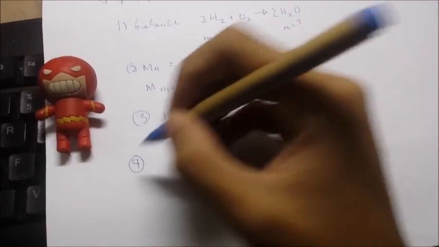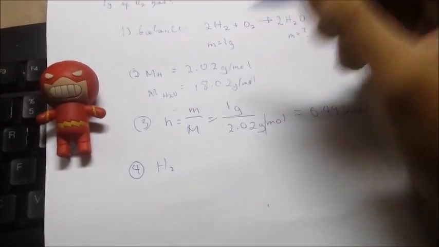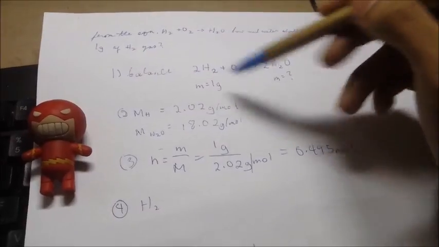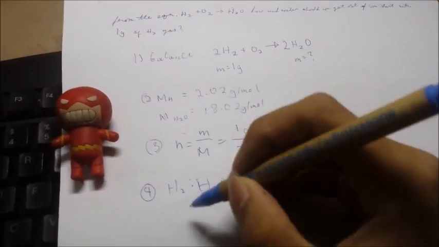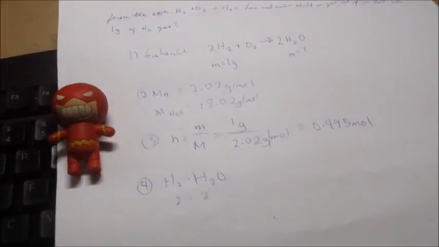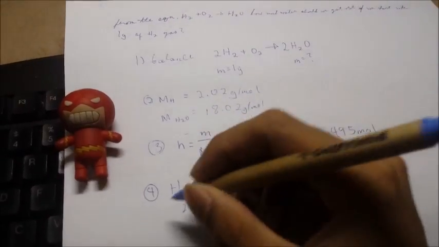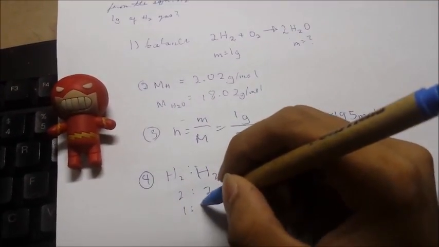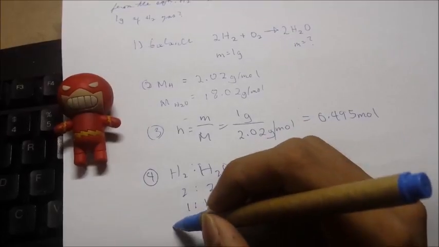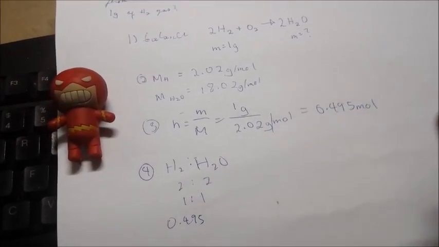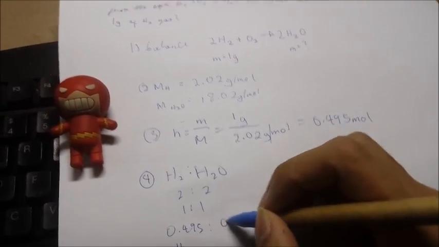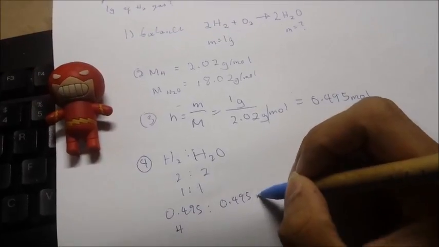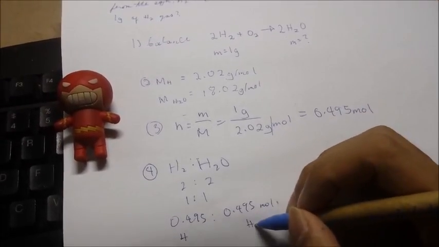The fourth step is we take the ratios into account. As you see right here, that's what the equation says. H2 is to H2O right here. It's gonna be a 2:2 ratio since we balanced the equation earlier, right? So 2:2 is also 1:1. So for every 0.495 moles of hydrogen gas, that's gonna be 0.495 moles of water.